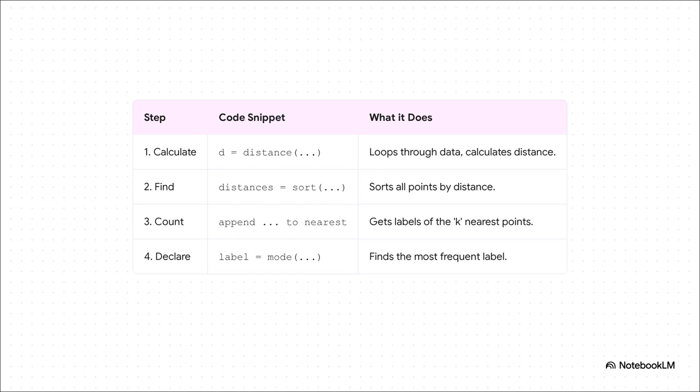Step 3 is grabbing the labels from the top K results. And Step 4, declaring the winner. That's using the mode function to find the most common one. See? When you break it down like that, it's not nearly as scary.